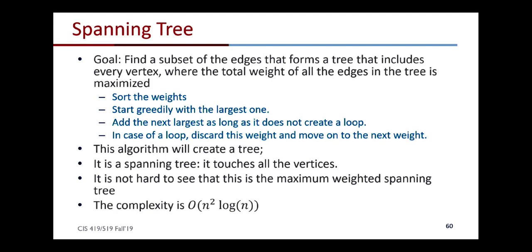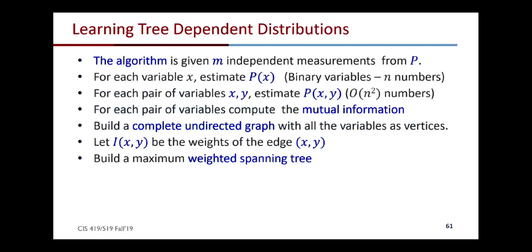At the end of this, it's easy to see that this is going to form a tree. It's a spanning tree in the sense that it touches all the vertices, and it's not easy to see that this is the maximum weighted spanning tree. So the complexity is n square log n because I touched n square edges and I had to sort them. So now I have the structure. So we can go back to the algorithm. I built a maximum weighted spanning tree. I have the structure. Now I have to make this a probability distribution.